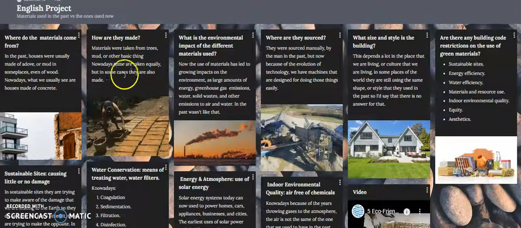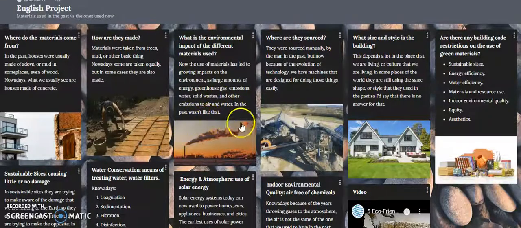Nowadays, some are taken equally, but in some cases they're also made like this. What is the environmental impact of the different materials used? Now, the use of materials has led to growing impacts on the environment, as large amounts of energy, greenhouse gas emissions, water, solid wastes, and other emissions to air and water.